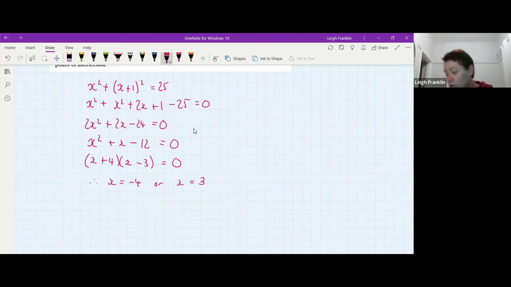All right, so there are 2 points of intersection. So this line doesn't just touch the circle in one place, it actually cuts it in 2 places, and we've got a special name for a line that does that, and I'll show you that now.